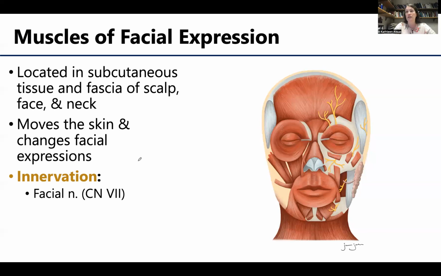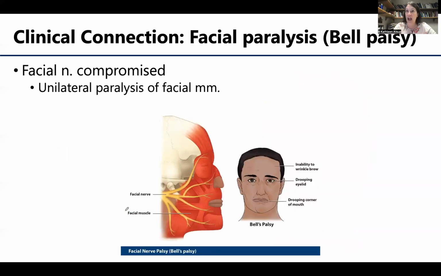These are going to be innervated by the very aptly named facial nerve, which is cranial nerve 7. And so this is going to be our first foray into understanding better the motor innervation for these muscles. If there is damage to the facial nerve, that can affect the actions of those muscles. And so facial paralysis, often referred to as Bell's palsy, is one of the best examples of this.